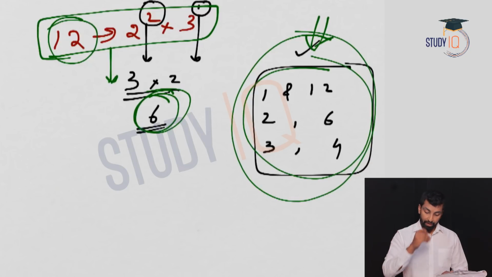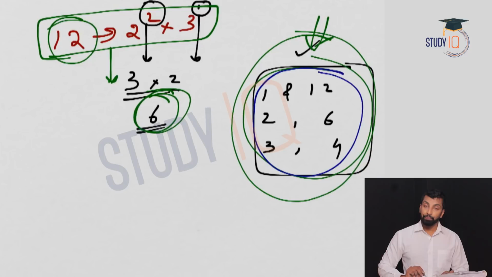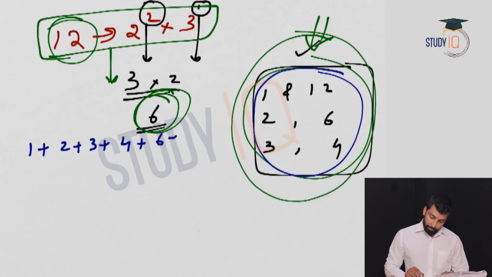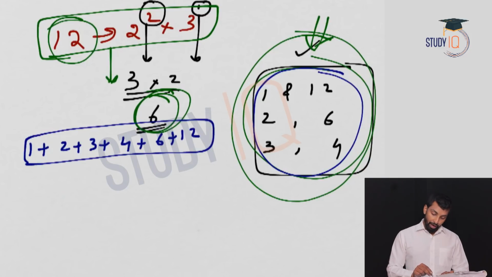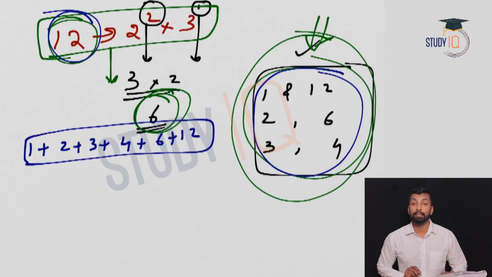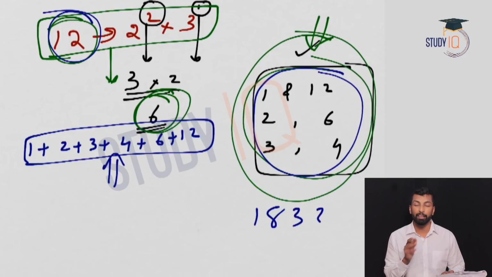Okay, so if you're an examiner, the first question you can make is, these are the factors, you add the factors, that is 1 plus 2 plus 3 plus 4 plus 6 plus 12. So I gave you a number 12. What is the sum of factors? You need to add all this. Since it is 12, you can find it manually and get the answer faster. But what if I gave you something like 1832? This is going to be a difficult question. But hold on, I'll give you a method for that.